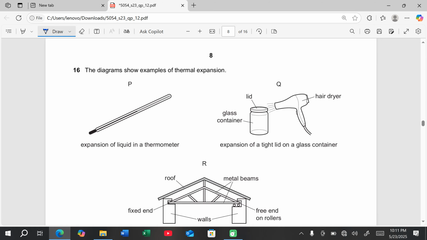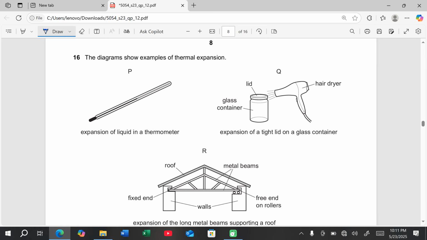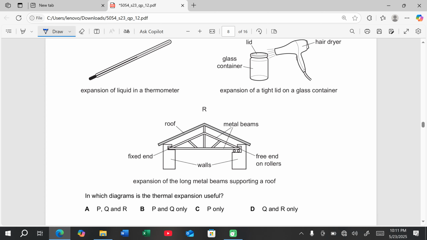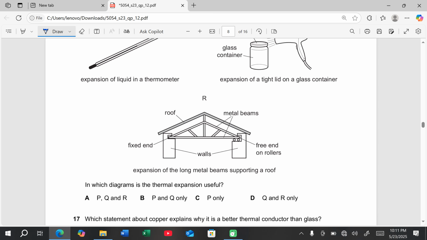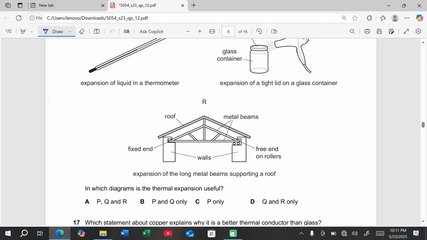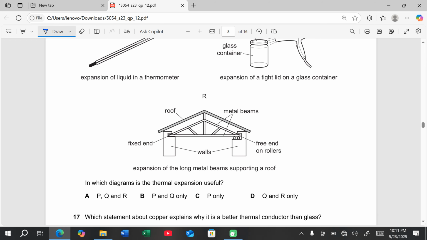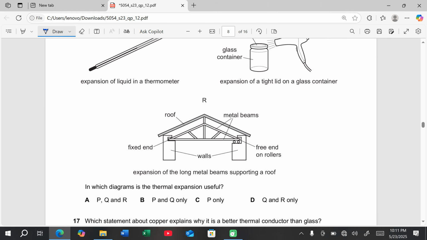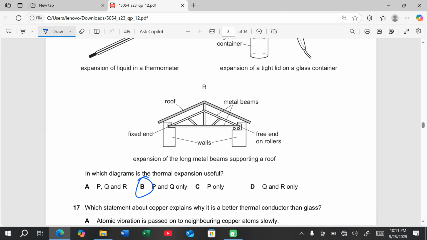The diagram shows examples of thermal expansion. P is the expansion of liquid in the thermometer, Q is the expansion of the tight lid on the glass container, and R is the expansion of long metal beams supporting the roof. In which diagrams is thermal expansion useful? R is not useful. That is going to destroy it. It's P and Q which are useful because it is going to open the lid, and this one is going to give us the temperature. So it's going to be B.